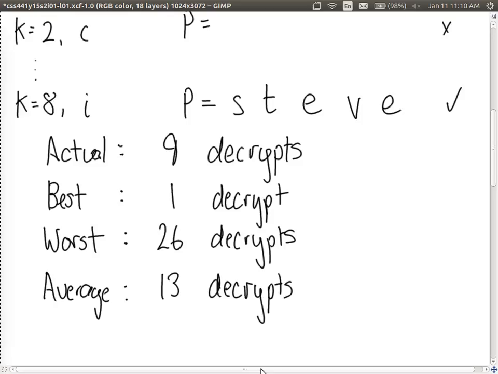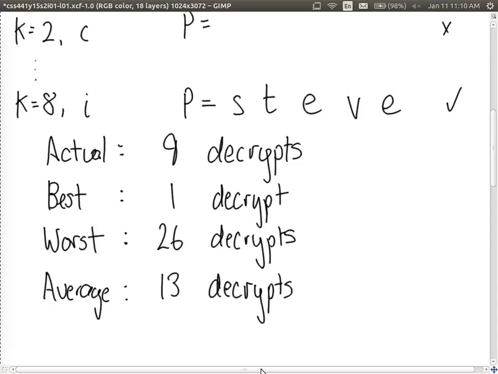From the attacker's perspective, sometimes it will be easy. In the worst case, it would take all possible keys to try. On average, it would take half of the possible keys, the number of possible keys, 26, divided by 2. In this particular case, it took 9, better than the average case. But if we had another plain text and tried again, it may take more than 13.